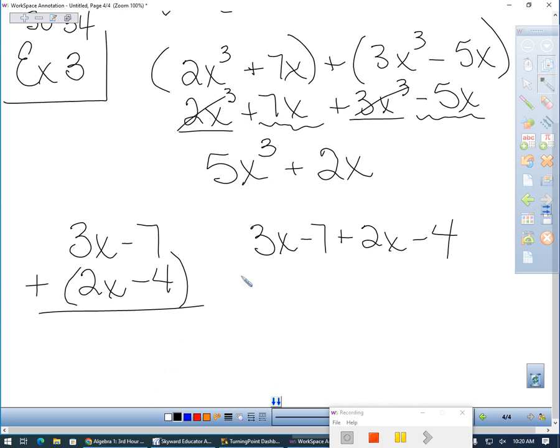Collecting like terms. I have a 3x and a 2x. When you said vertically, I thought, like, you know those signs with like the line, the letters going down? That's what I thought. Oh, yeah, nope, this is vertically.